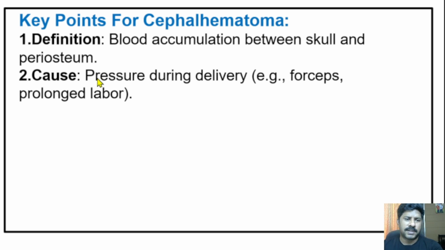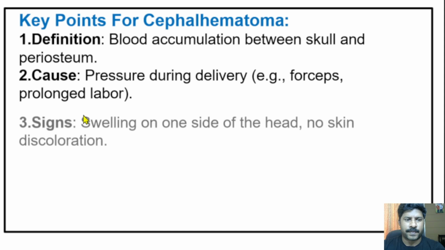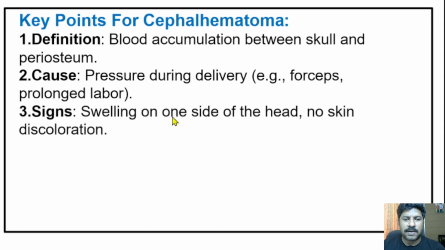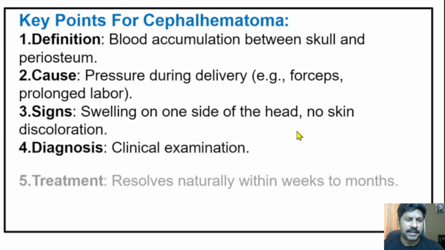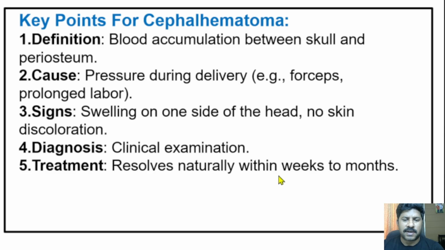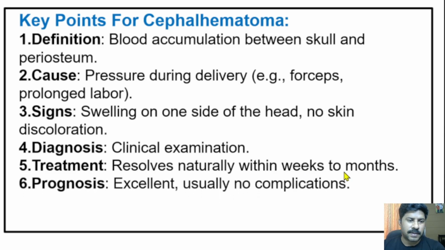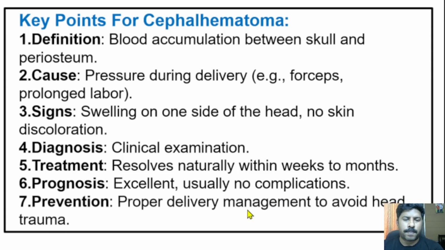The main cause of cephalohematoma is pressure during delivery, which may be a forceps delivery or prolonged labor. Signs include swelling on one side of the head with no skin discoloration. Diagnosis is usually done by clinical examination. Treatment: it resolves naturally within weeks to months, 2 to 6 weeks. Prognosis is excellent, usually with no complications. Prevention is proper delivery management to avoid head trauma.